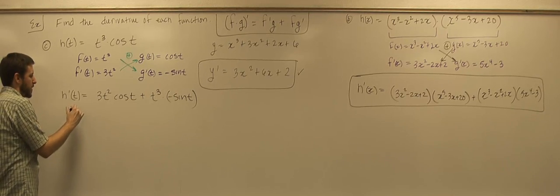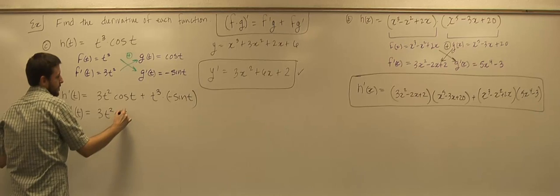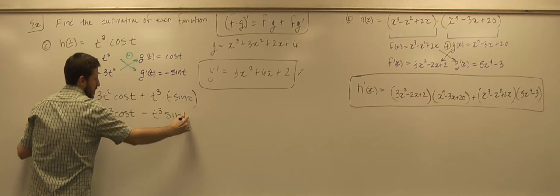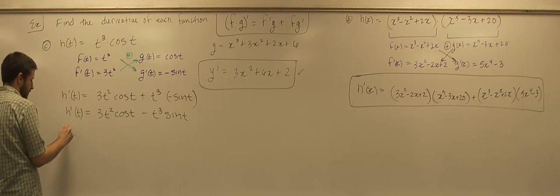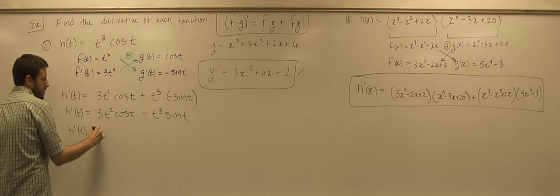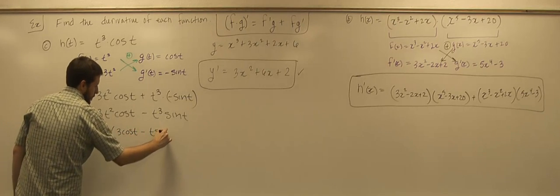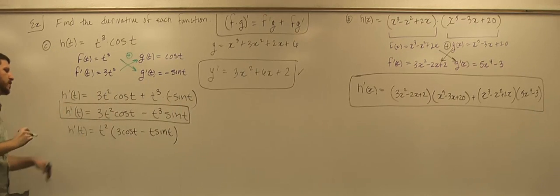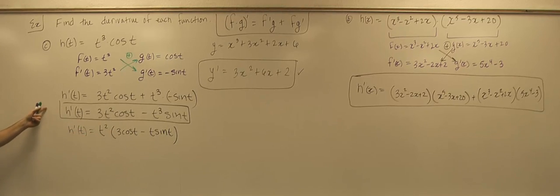Which you probably want to clean up a little just because this negative is annoying you. You could even factor this. But certainly the negative times the positive will give you a negative. And then if you're feeling especially silly, you can factor a t squared out of both of these. Later on, when we start setting these equal to 0 and solving, you're going to have to do this. But for now, you're more than welcome to stop here.